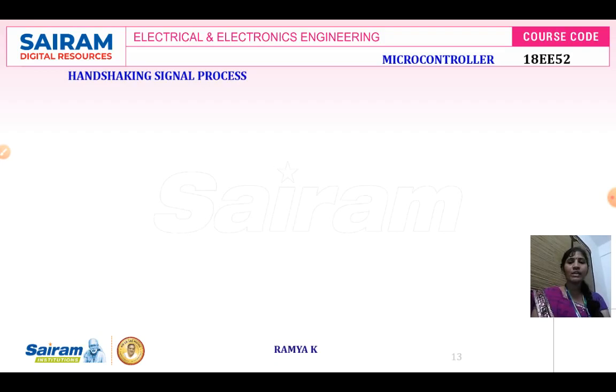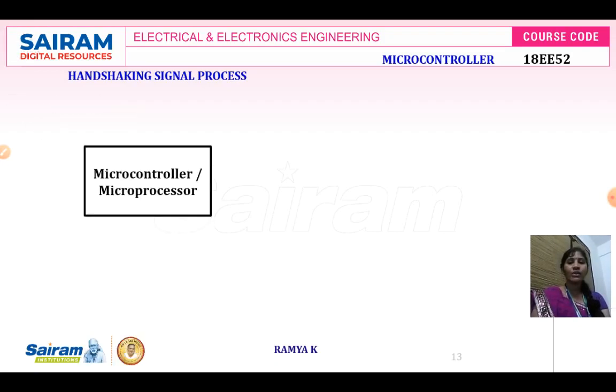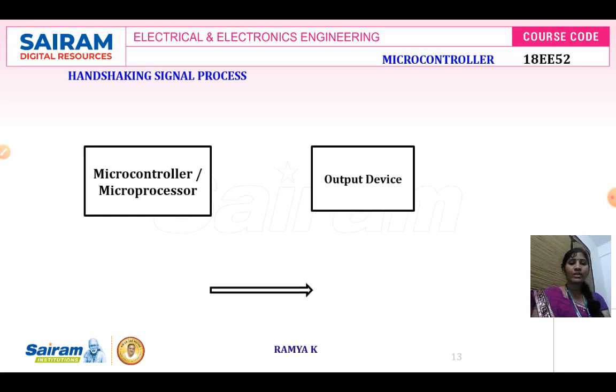Now I will show one diagram for the handshaking process. Here you have one microcontroller or microprocessor. Next we have an output device. In between, we will see how the process is going to act. Between the microcontroller or microprocessor and the device, a data bus is available, where the data will be transmitted. Now a valid data is present on the bus, so it has to be given as a strobe input.